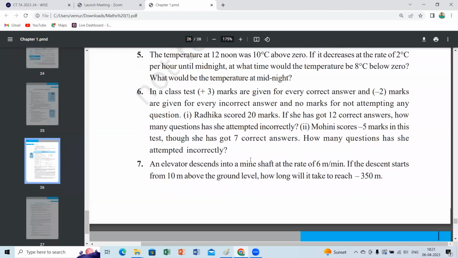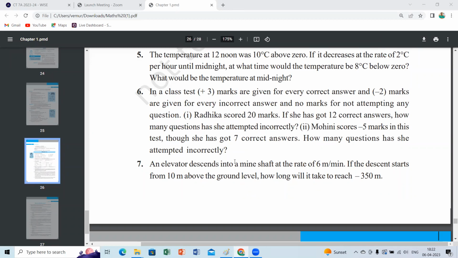Now, Varshit, please go to question number 6. Yes, ma'am. In a class test, +3 marks are given for every correct answer and -2 marks are given for every incorrect answer, and no marks for not attempting any question. Radha scored 20 marks. If she had got 12 correct answers, how many questions has she attempted incorrectly?